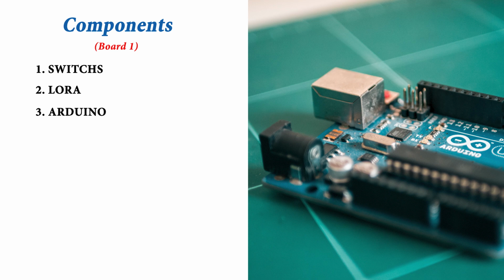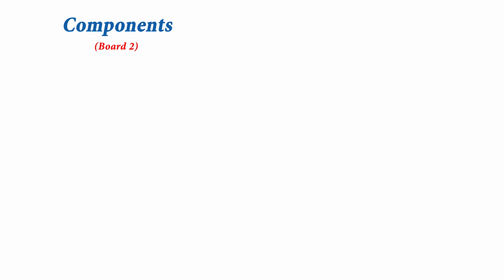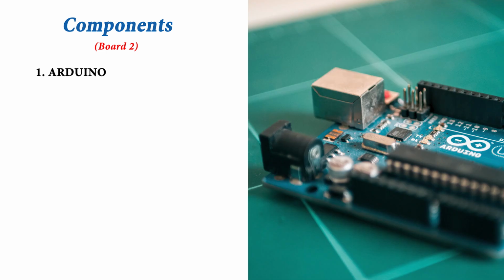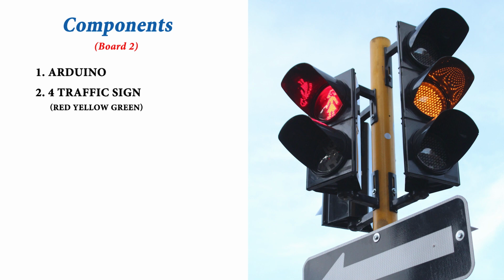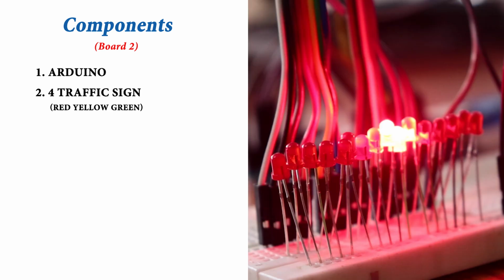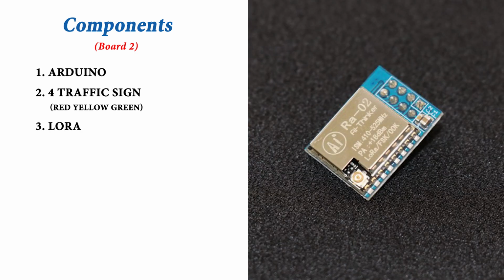Then we are having the second board, which is connected at the traffic poles. Here we'll be having Arduino as the controller. Then 4 different signals. Each signal will have 3 LEDs: red, yellow, green. Then we are having another LoRa module which will act as a receiver and receive data from the ambulance. Now let us move on towards the block diagram of this project.